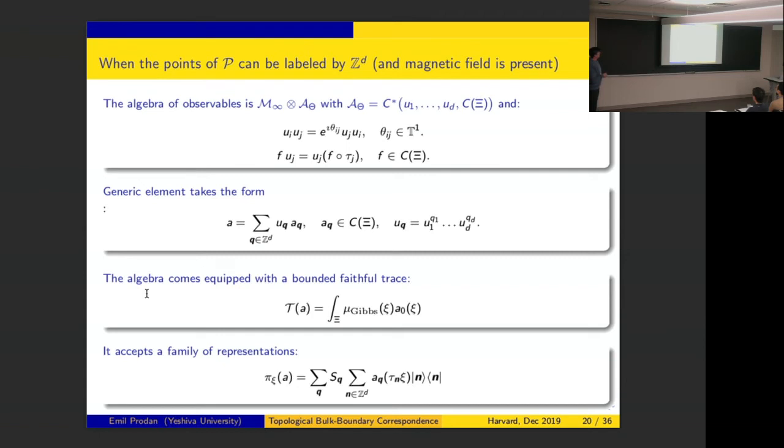The generic element of such algebra takes this form, where the coefficients a_q are functions and U_q is made out of these generators. The algebra is immediately equipped with a trace, and it accepts a family of representations, and these canonical representations give me back the Hamiltonians. So in fact, I can forget about this representation and just work with the algebra itself.